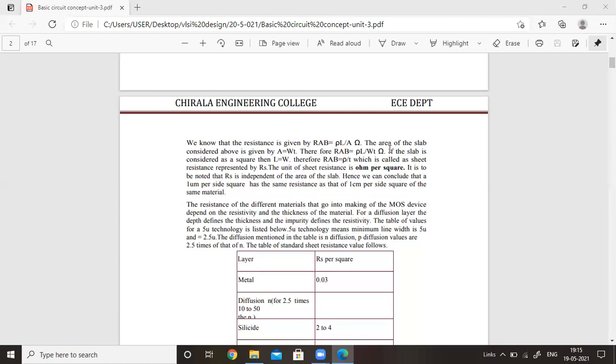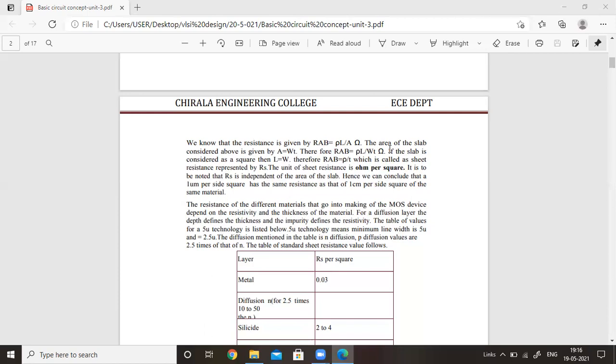That is the main difference. If you increase the impurity material, conductivity increases, so resistivity decreases. If you reduce the impurity material, what happens? The conductivity will decrease and the resistivity will increase. So the impurity material defines the resistivity of the material, and the depth of the diffusion defines the thickness of the material.